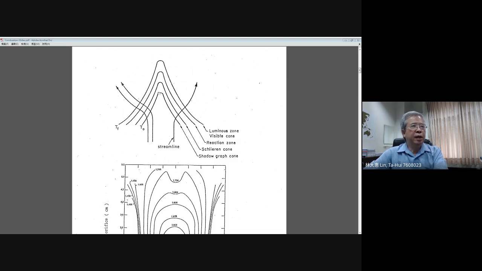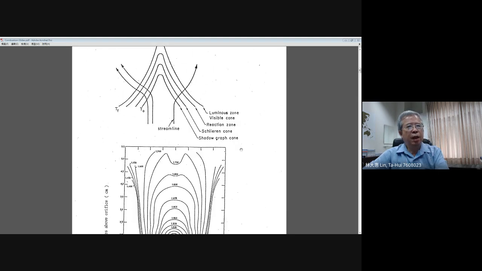And the nearest cone is actually observed by shadow graph and schlieren techniques. By different kinds of experimental techniques, they will give you some image pictures, but they show different locations for the positions you need to identify. Let me show you why they have these kinds of discrepancies between the results from the different experimental techniques.